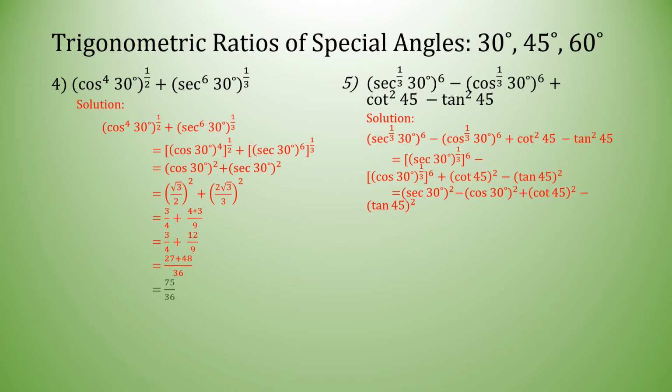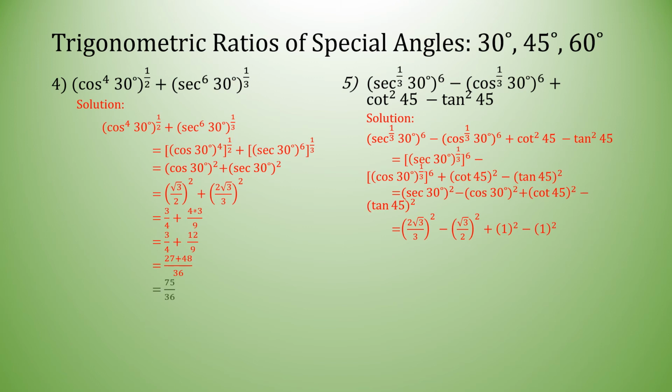So we simplify, we have secant 30 degrees quantity squared minus cosine 30 degrees quantity squared plus cotangent 45 degrees quantity squared minus tangent 45 degrees quantity squared. So we have secant 30 degrees is equal to 2√3/3. Then cosine 30 degrees is equal to √3/2. Then cotangent 45 degrees is equal to 1. And tangent 45 degrees is equal to 1.